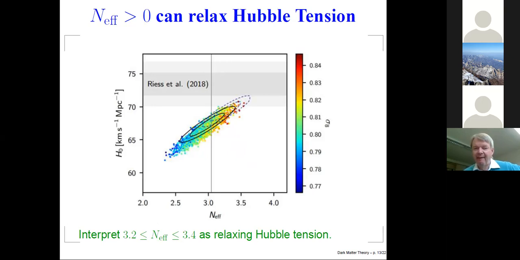I mean, as your plot also shows, you don't only change H0, but you also change sigma 8. So your fever thermometer on the right becomes red, and that means you get into trouble with that parameter. So sure, you relax the Hubble tension, but you increase the sigma 8 tension. So unless you consider both of them together, you can't really say you've done anything.